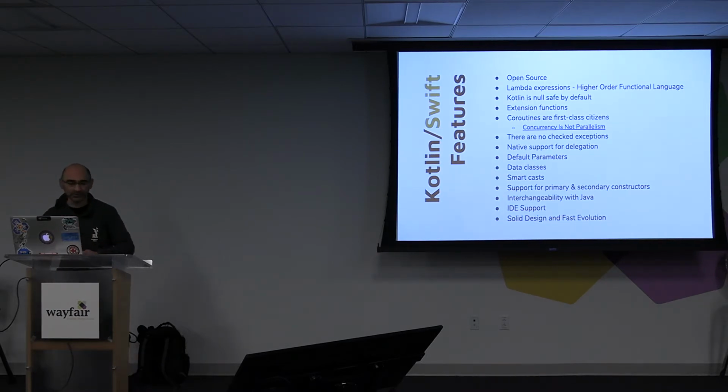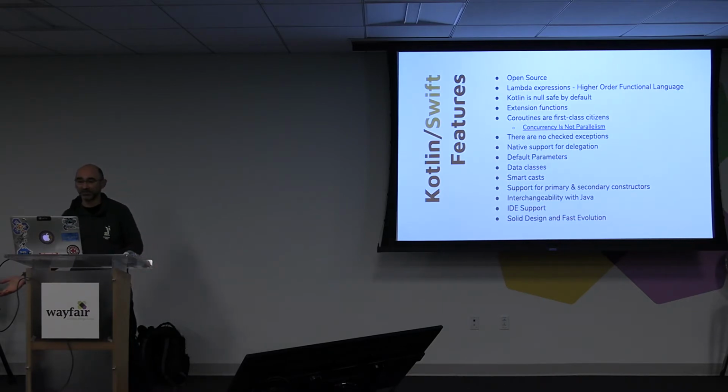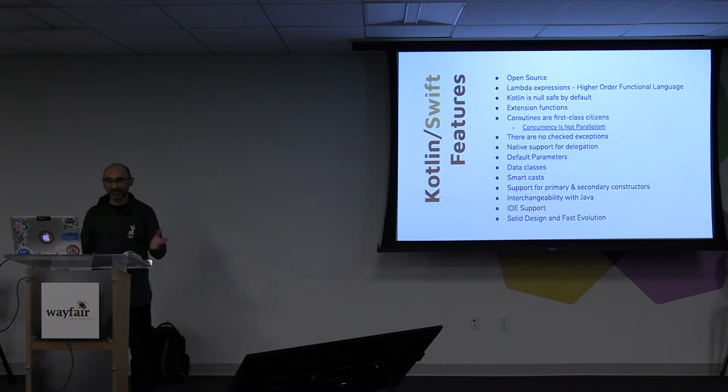It's open source. It does higher order functional languages. So you can have a function that takes a function and returns a function. It has built-in null safety, which is wonderful. Extension functions, both Swift and Kotlin have this. So if you want to do something to a string, you can just write an extension function for it and just add that like the library already included it.